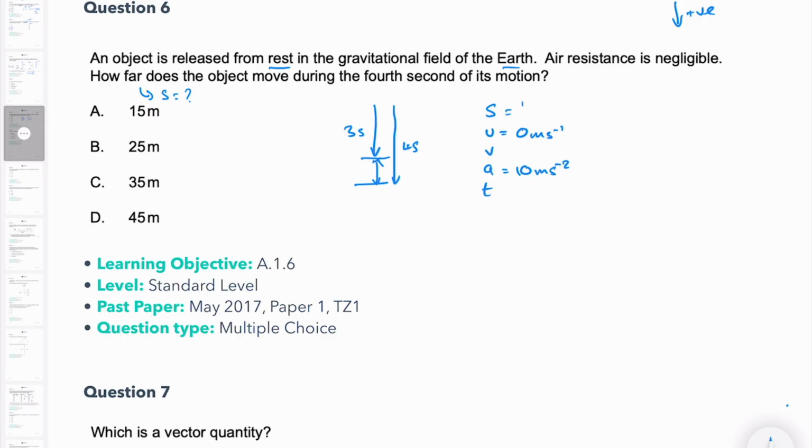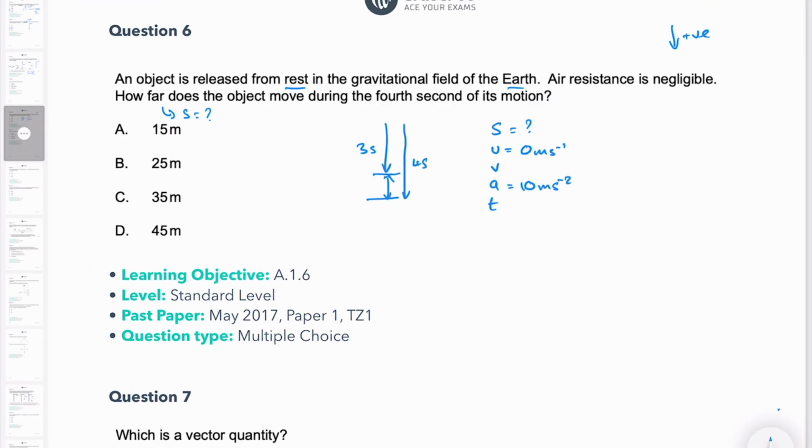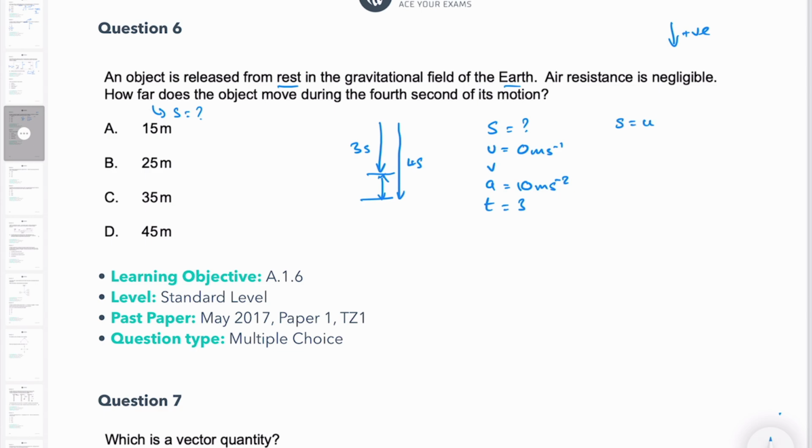We want to know what the distance is after 3 seconds. So we're going to use s equals ut plus a half at squared. This goes to 0 because u is 0. So it's a half times 10 times 3 squared. So that's 5 times 9, which is 45 meters. So in 3 seconds, it travels 45 meters.